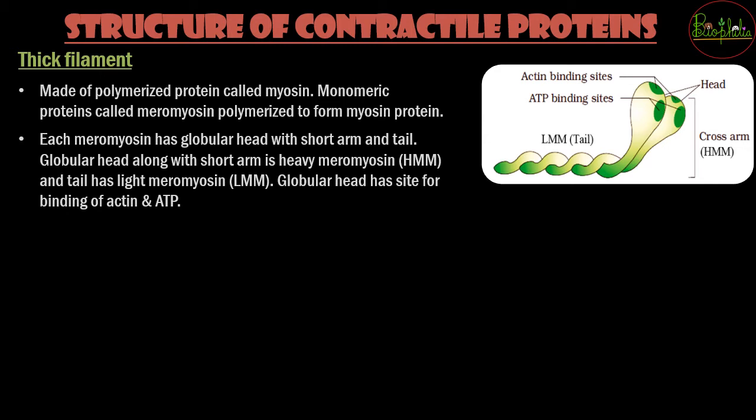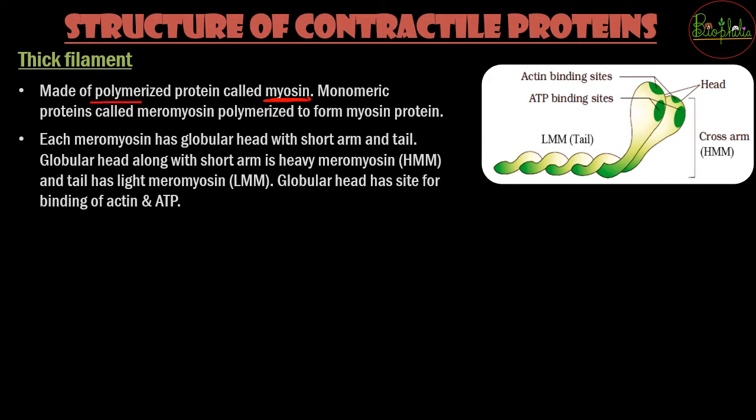So अभी हमने बहुत सारे proteins की बात की, like myosin, actin, and what all these were. So let us understand the structure of these, that will help you to know more about them. So thick filament जो हमने देखा था, that was made up of what protein? It is made up of myosin protein.